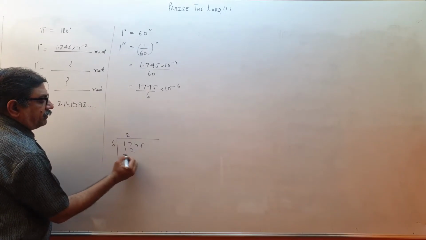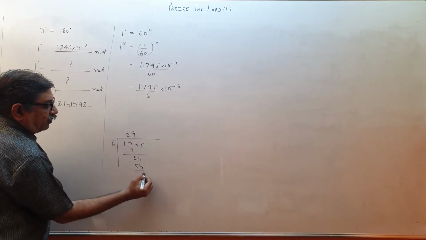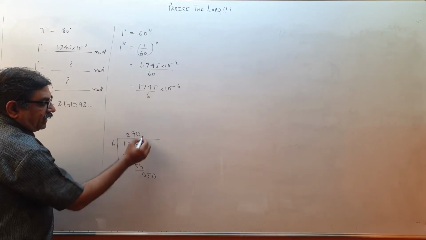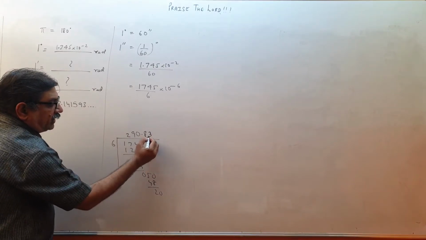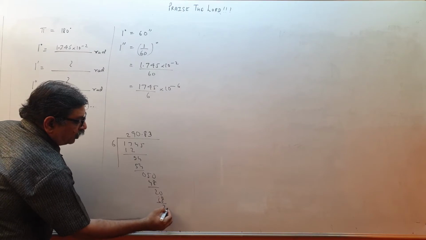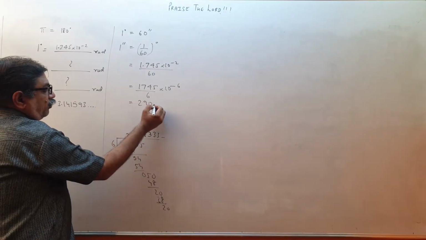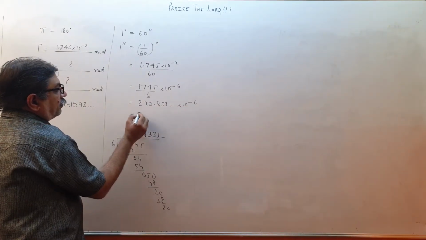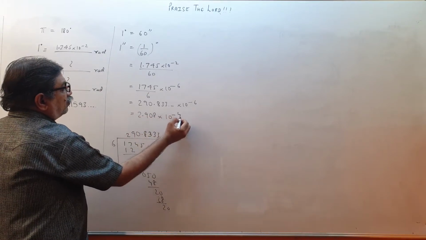6 2s are 12. 54 में 9 times. 54 0. 5 not going. So 0.8 are 48. Then 20 में 3 times 18. So again 2, 20, 20, so 3, 3, 3 like this. So this is 290.833 into 10 raised to minus 6. So this is 2.908 into 10 raised to minus 4 radian.